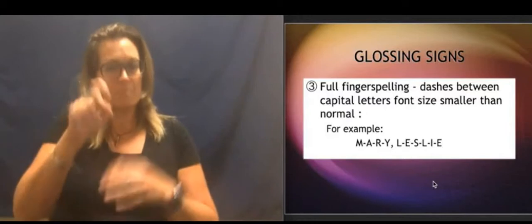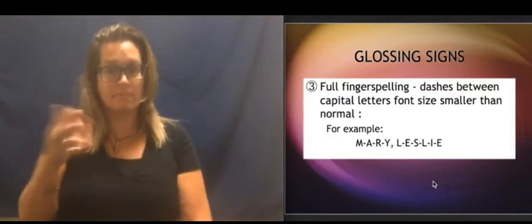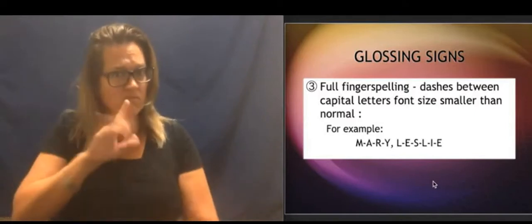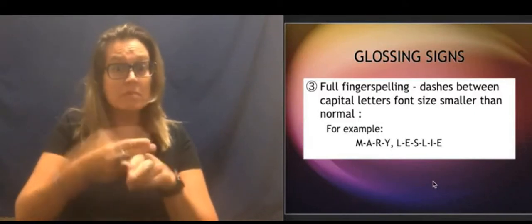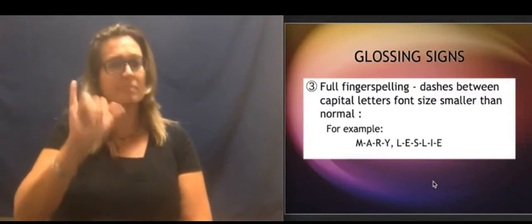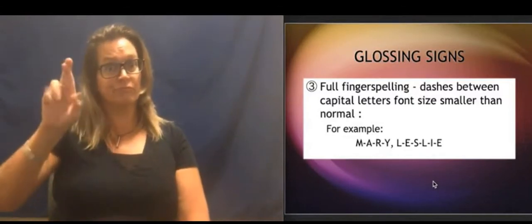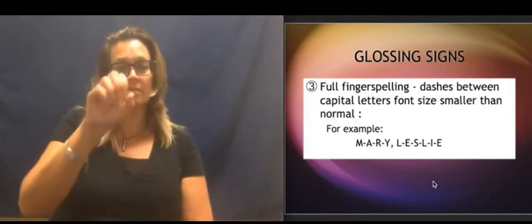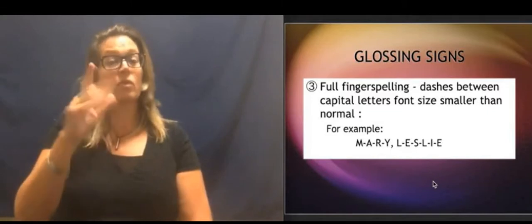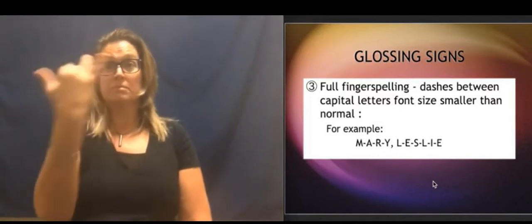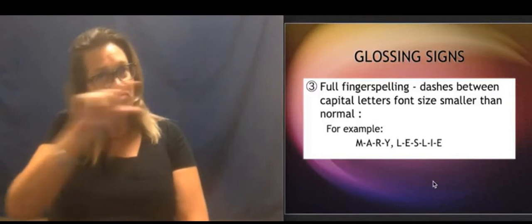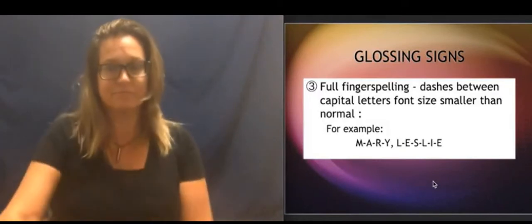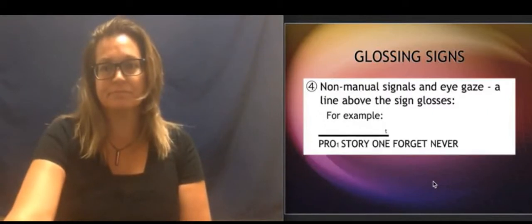For finger spelling, we have to add dashes in between the letters while you're reading it. So it's going to be M-A-R-Y because it's finger spelled. If you're writing your name, that would be the same. And again, these will be all capital letters. Another example is Leslie. It'd be L-E-S-L-I-E. So when you see finger spelling, remember to add the hyphenation or dashes when you're translating it into glossing.